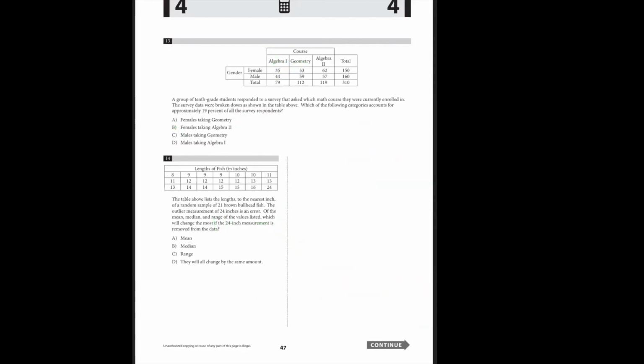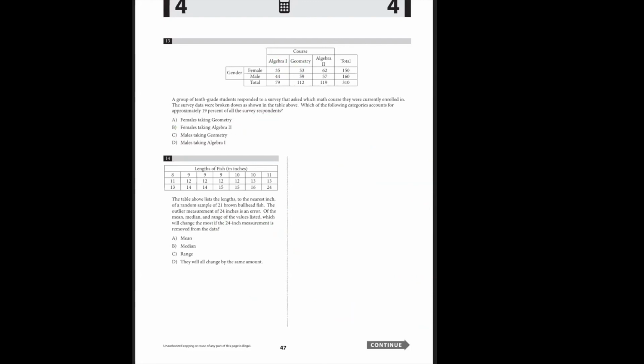Let's do number 14. It says the table above lists the lengths to the nearest inch of a random sample of 21 brown bullhead fish. The outlier measurement of 24 inches is an error. Of the mean, median, and range of the values listed, which will change the most if the 24-inch measurement is removed from the data?